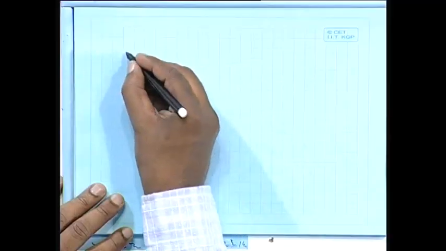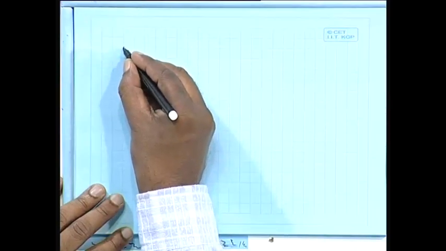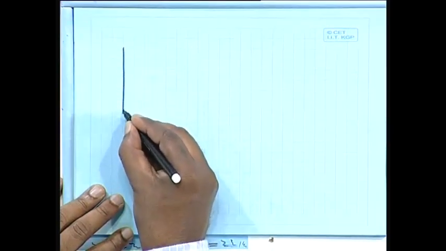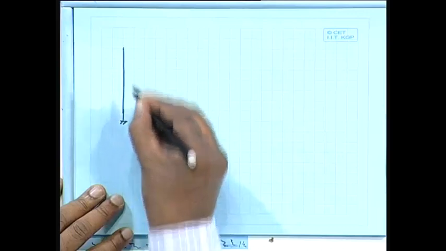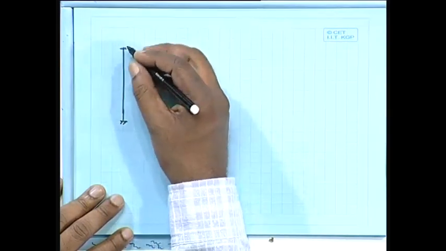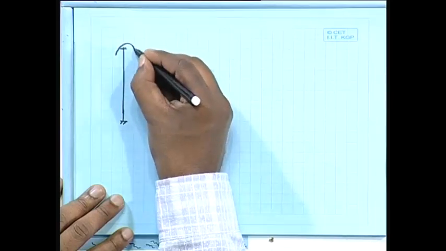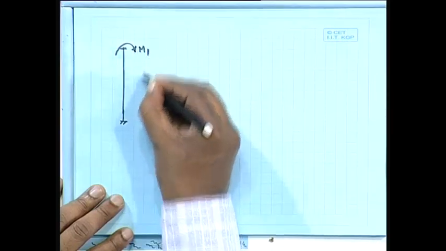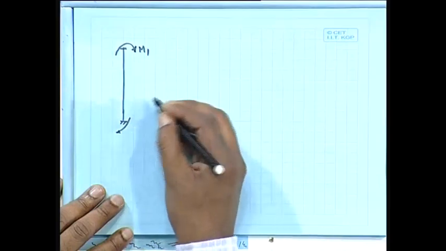Now, just to give you the design procedure, I think we shall make a design procedure here. Here is a column, which is valid for both axes. One case, say we are having M1, another one, say we are having M2.